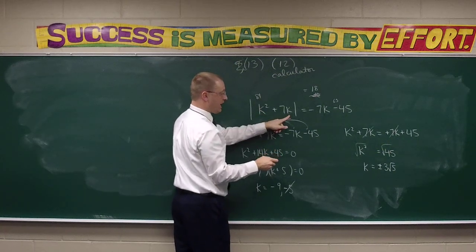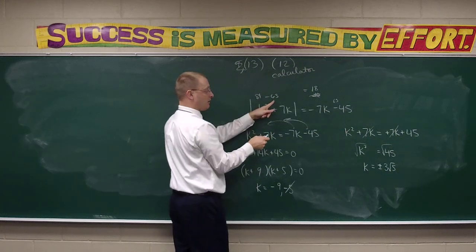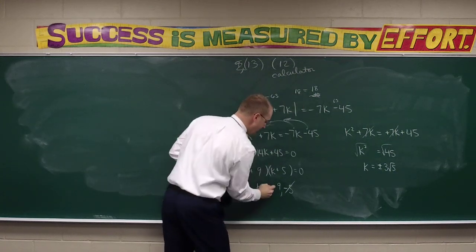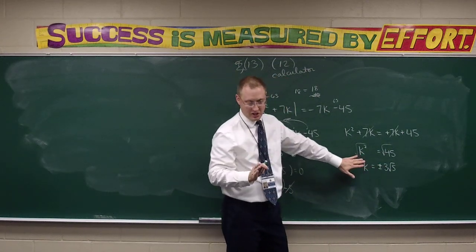7 times negative 9, negative 63. 81 minus 63. And the absolute value of 18 is 18. So the negative 9 does check. We come over here. This is where the calculator is going to come in handy.